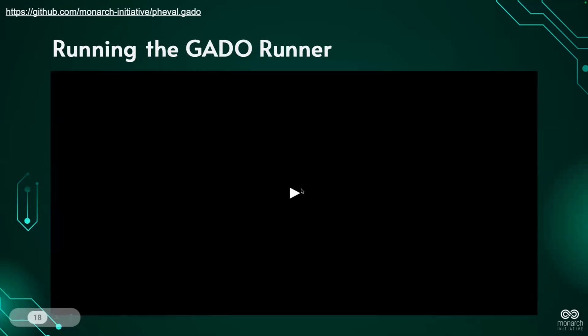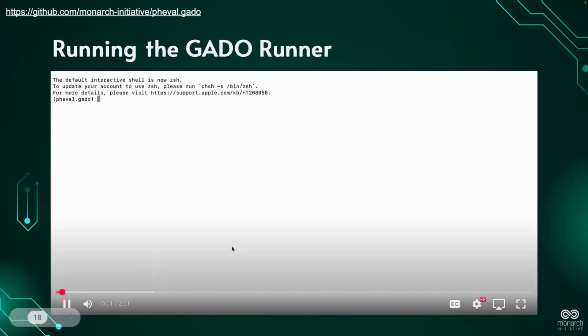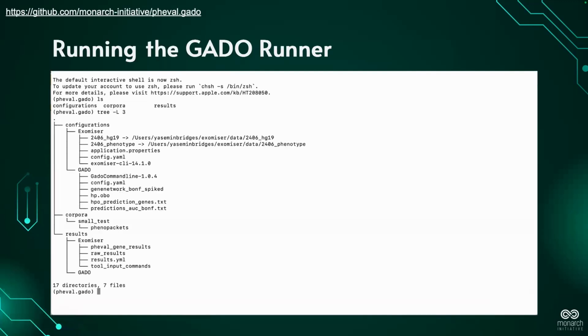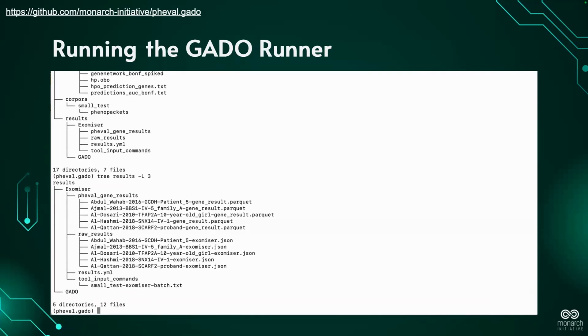And then we have the Gado runner. So it's going to run very similarly to the Xmizer one, but you can see I've used a different environment just for this one. And here we can see that under Xmizer we've got the results. So we know that the past ones ran successfully and we don't have anything for Gado yet. And we could just look into the results to make sure we have all the files. And then we just run the same command, PhEval run, but for Gado.